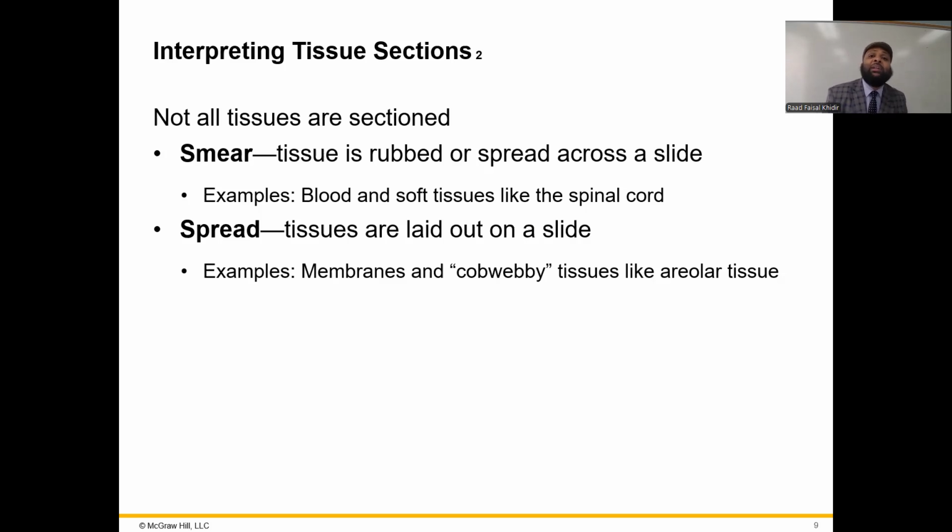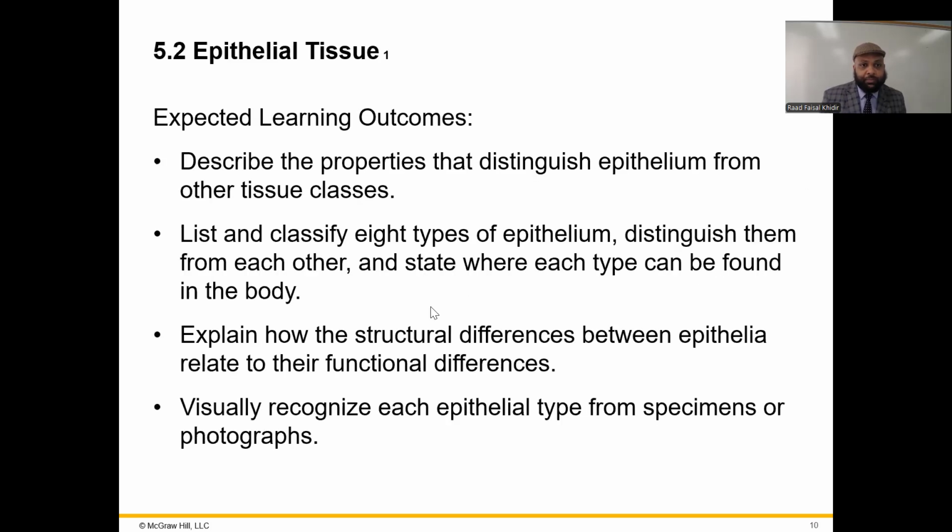And then there's a spread. There's a difference between a smear and a spread. In a spread, the tissues are laid out. They are fixed. They are put on the slide. They are not smeared and they're not spread, and we just examine them the way they are. An example of that would be the areolar tissue.